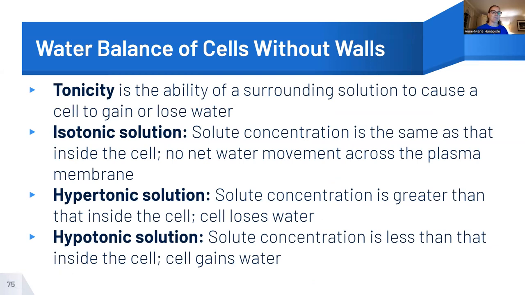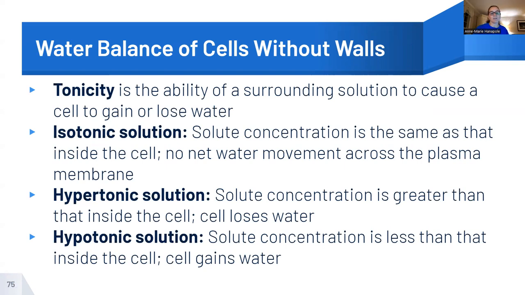And when we look at the movement of water across the cells, we need to take a look at tonicity. So tonicity is the ability of a surrounding solution to cause the cell to gain or lose water. So when we're talking about tonicity, we're talking about where the water is going in relationship to the cell membrane. So either in or out, or in and out equally.